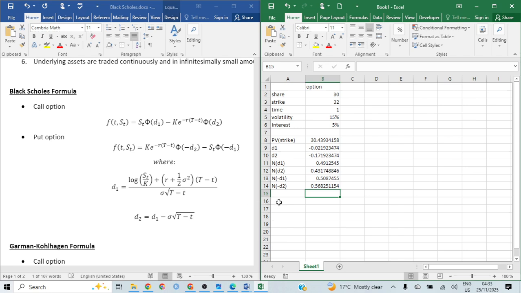So now all I have to do is put it together and find the value of the put option. So I'll have here my put option. It is given by K exponential, the present value of the strike price, which is that, multiplied by N of minus d2, minus the share price multiplied by N of minus d1. And with that, I get the value of the put option.